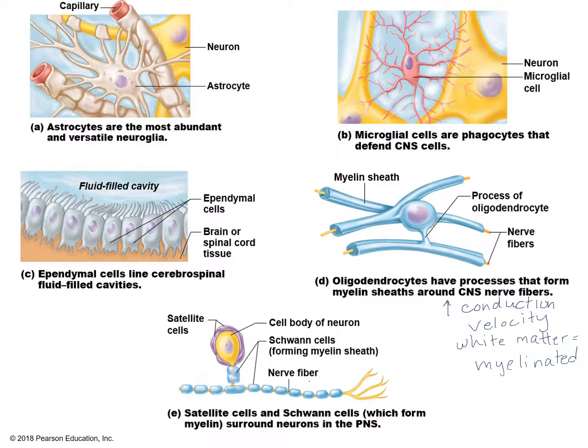And then in the peripheral nervous system, we have a different type of glial cell that forms myelin sheaths around axons. So functionally, they're going to be pretty similar. Structurally, they're going to be a bit different. But satellite cells and Schwann cells are going to surround neurons within the peripheral nervous system.